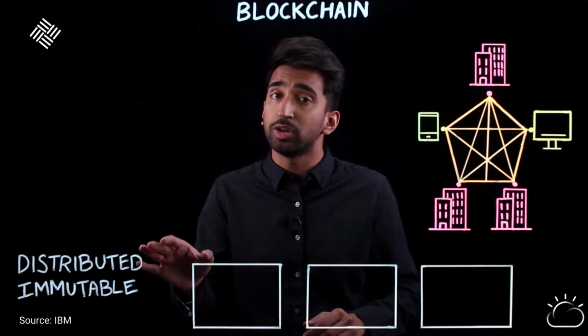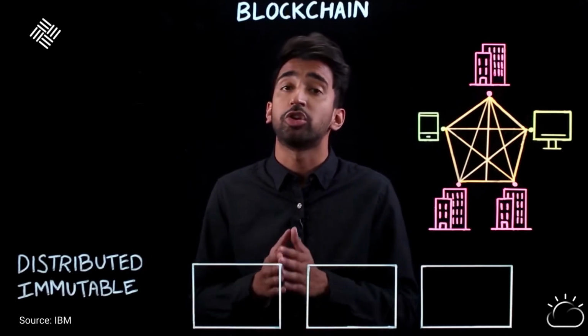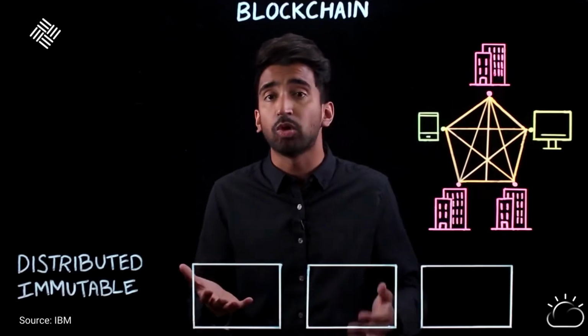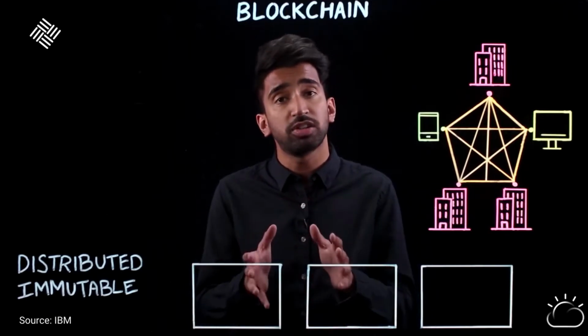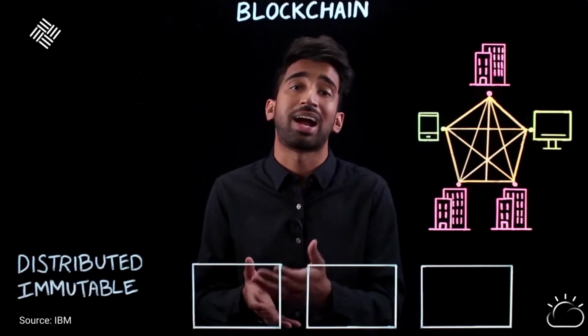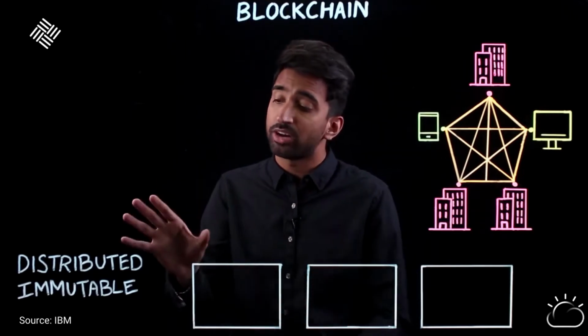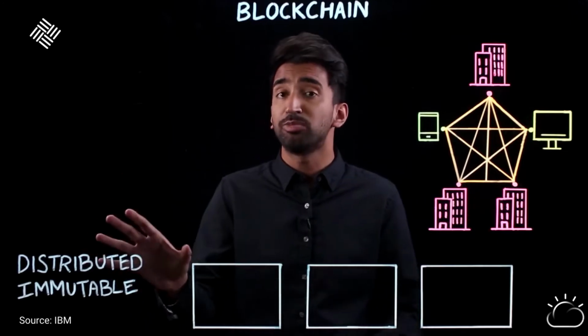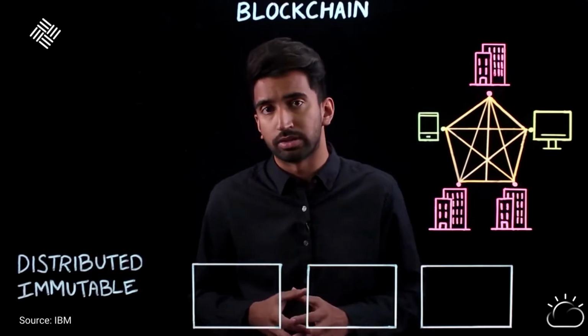Blockchain is a distributed and immutable ledger allowing you to track almost anything, tangible or intangible goods. Most of us are probably familiar with cryptocurrencies, where blockchain is used to track transactions. So to better understand how blockchains are distributed, let's start with an analogy.